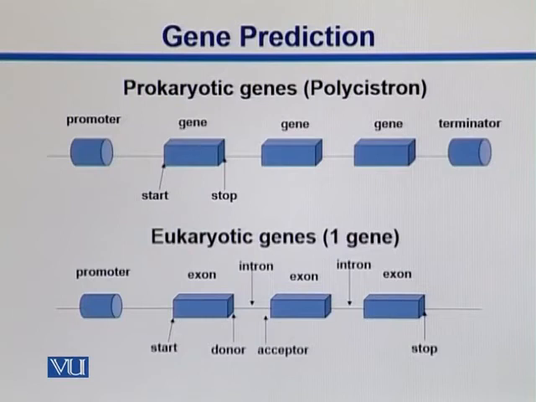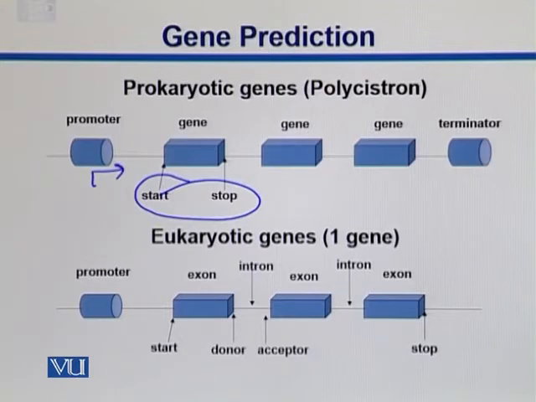This is how it looks in prokaryotes. We have genes which are transcribed from the same promoter, and for every gene within that we can get a start and a stop codon. But these genes, as I said, are transcribed from the same promoter.